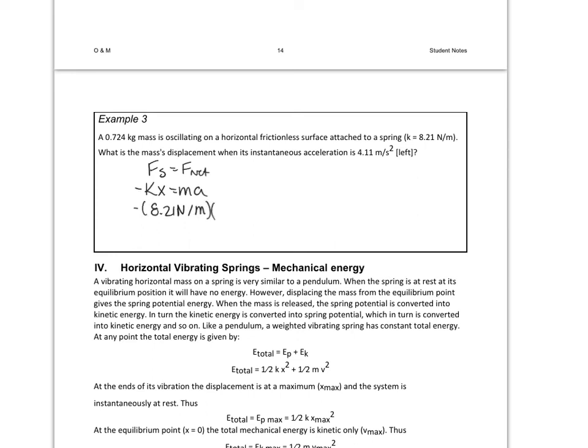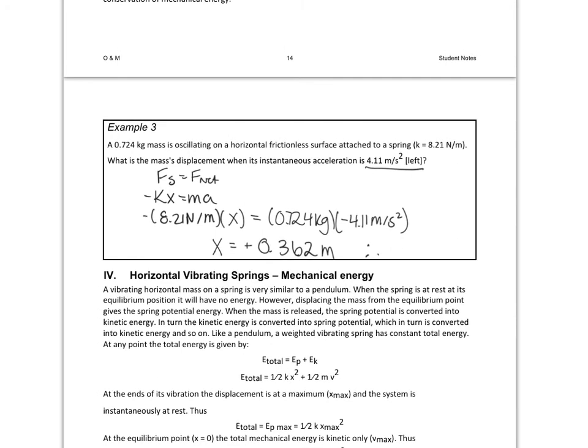All right, x is what we are looking for here. And we have our mass, 0.724 kilograms. And its acceleration is towards the left. Therefore, it is a negative acceleration. When we solve, we get that x is positive, in this case 0.362, and that will be meters. Therefore, the spring is stretched 36.2 centimeters.